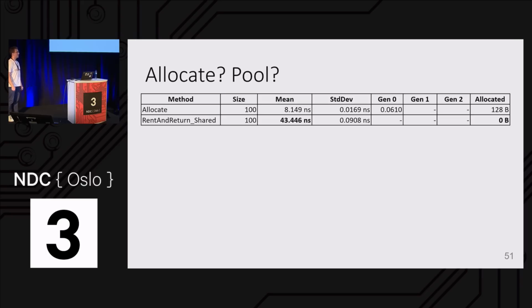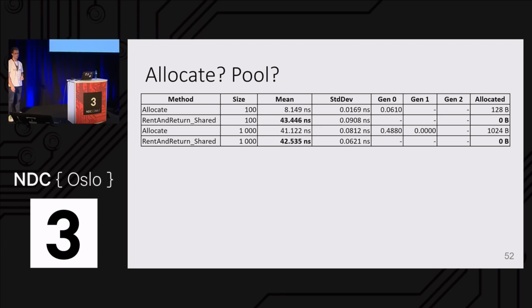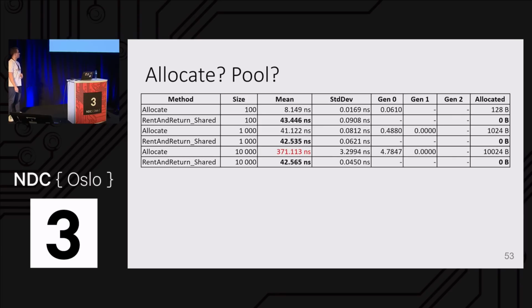And yeah, let's take a look at some benchmarks. Let's not trust the theory. When we compare 100 bytes, we can see that allocating was faster. When we get to 1,000 bytes, it's almost equal. But when we go up to 10,000 bytes, we can see that allocating was much slower, like 9 times slower. We don't want to get here.